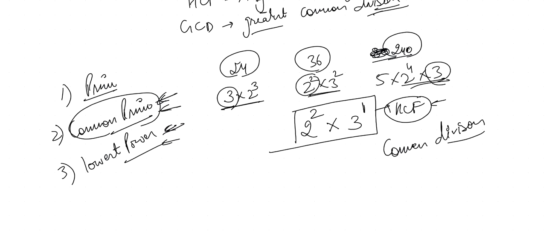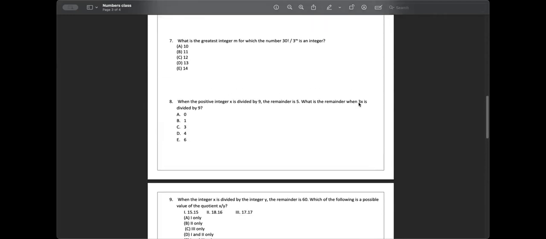Okay. For example, if we take 3 square in HCF, would it divide 240? No. Would it divide 24? No. That's why we take the lowest powers. Okay, got it, everyone? Any doubts, any questions with this? Let's take up some questions. So a lot of questions in numbers would be based on factors and LCM, HCF, those kind of things. Okay, let's see.